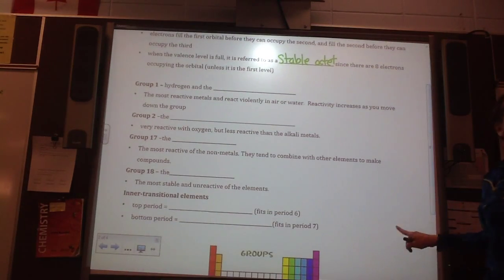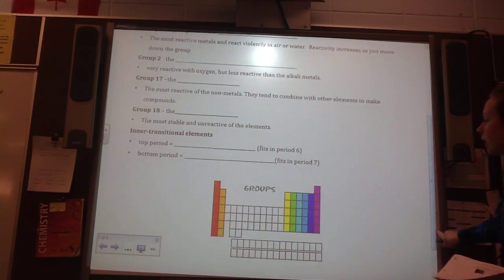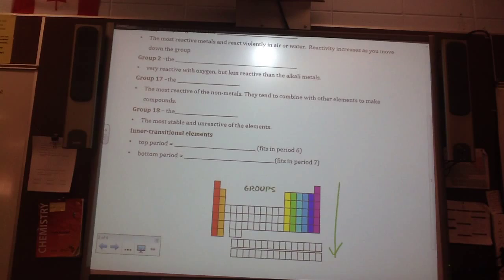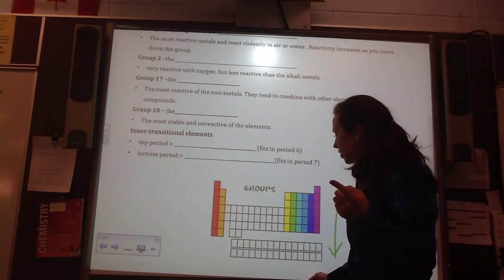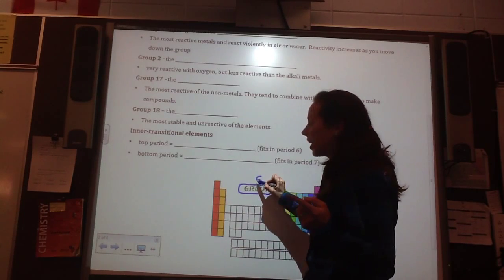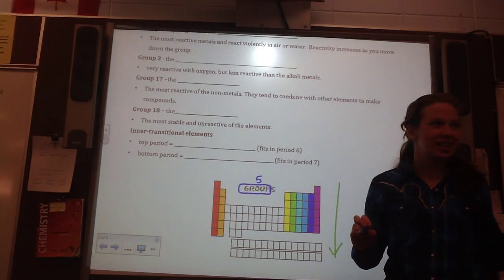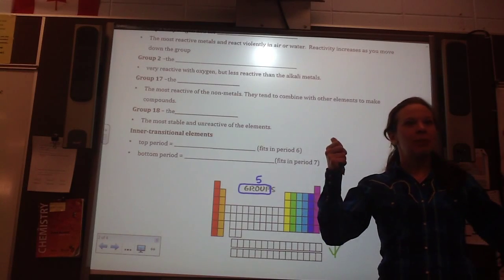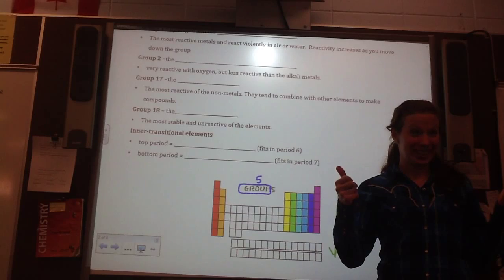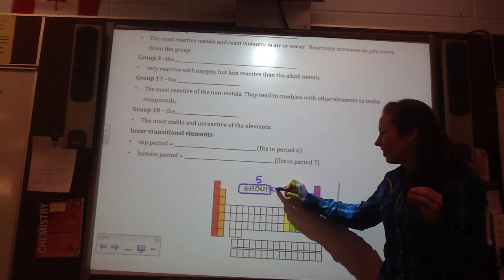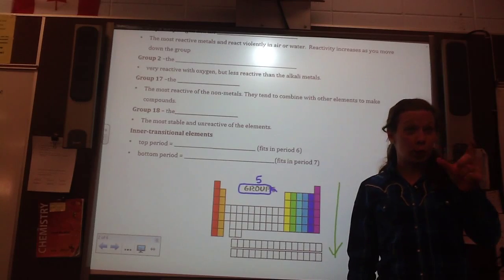Oh, and I'll tell you how I remember now. So groups, they all go down. Groups go down, periods go across. The way I remember it is the word group has 5 letters in it, right? Period, P-E-R-I-O-D, has 6 letters in it. So group, without the S, is a smaller word.